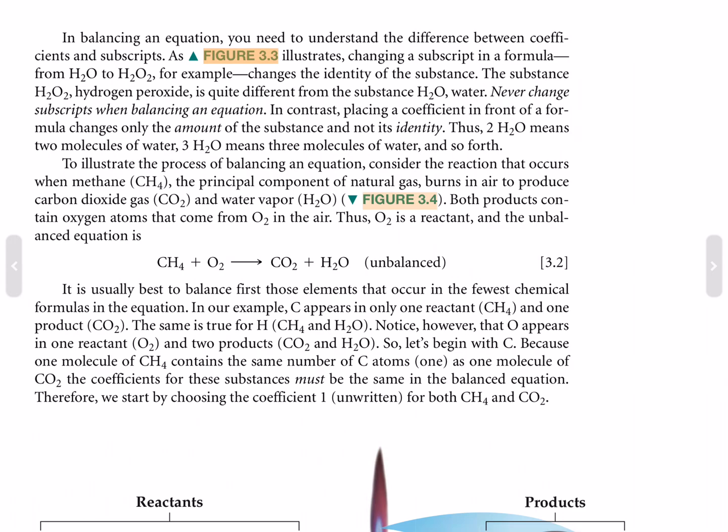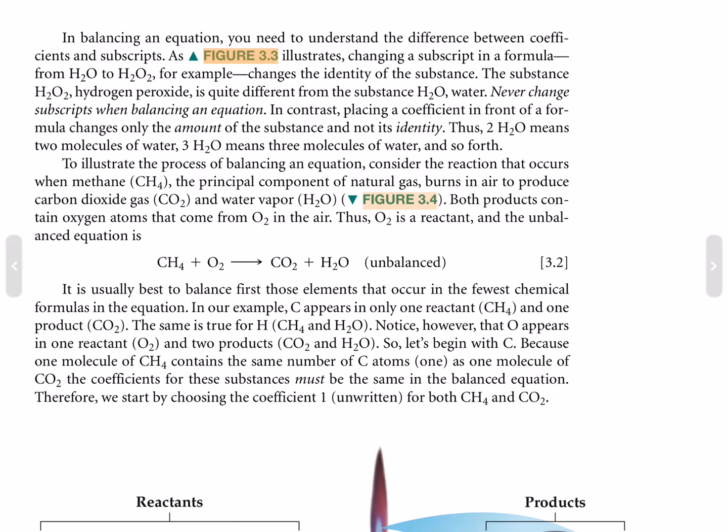To illustrate the process of balancing an equation, consider the reaction that occurs when methane, the principal component of natural gas, burns in air to produce carbon dioxide gas and water vapor. Both products contain oxygen atoms that come from O2 in the air. Thus, O2 is a reactant. An unbalanced equation is methane plus oxygen yields carbon dioxide plus water.